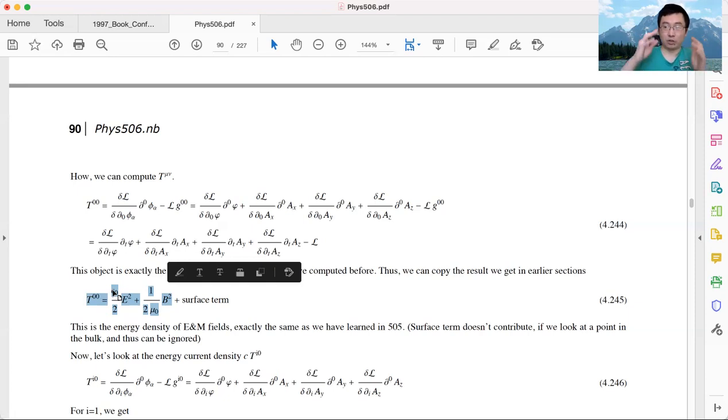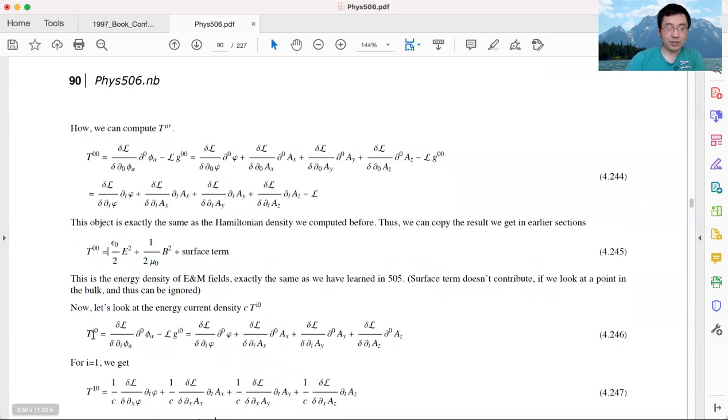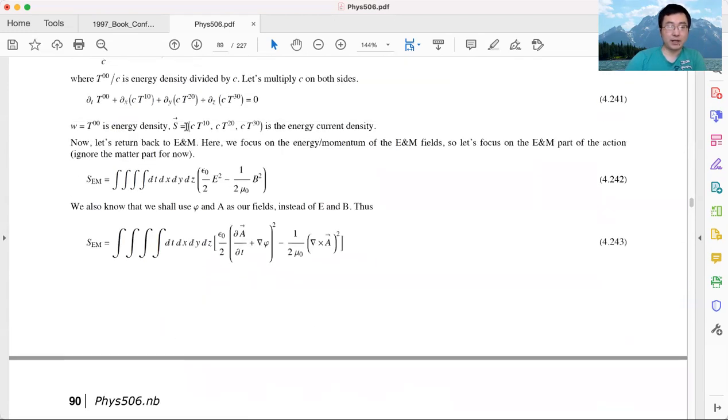If you want energy, you need to do a spatial integral for some area, for some volume. So this is the energy density. And we can do the same thing for the energy current density, the Sx, Sy, and Sz. Sx, Sy, and Sz is c times T10, c times T20, c times T30.